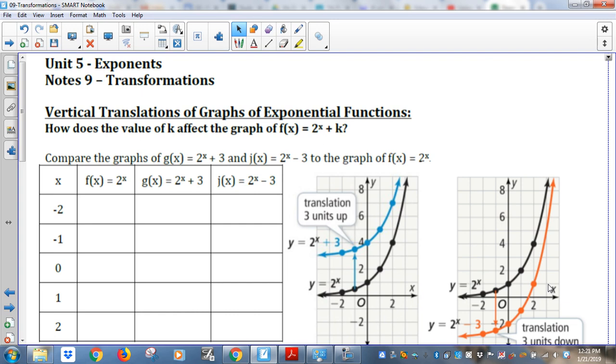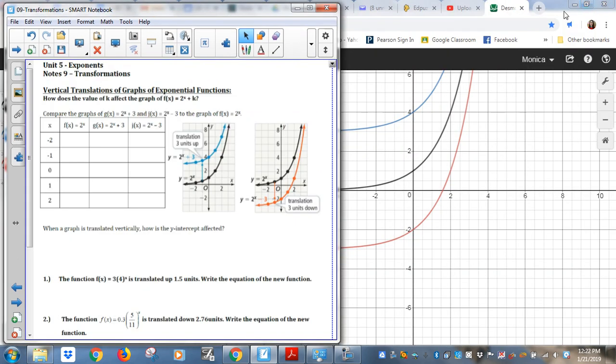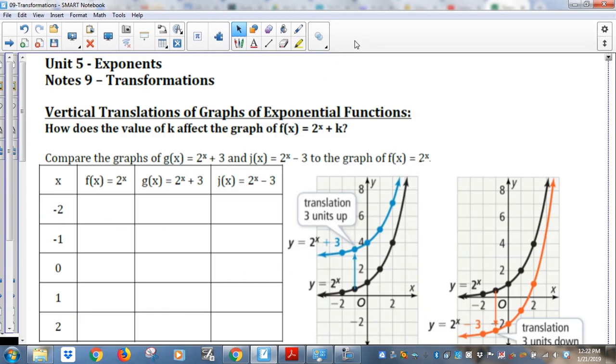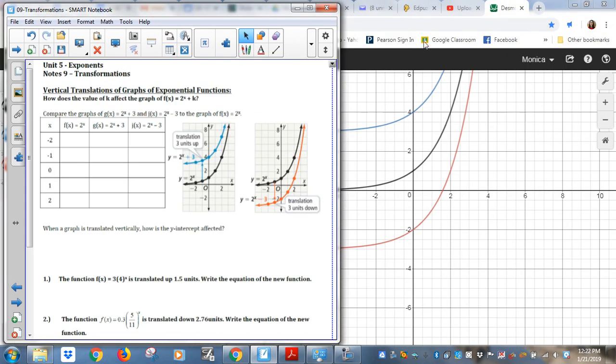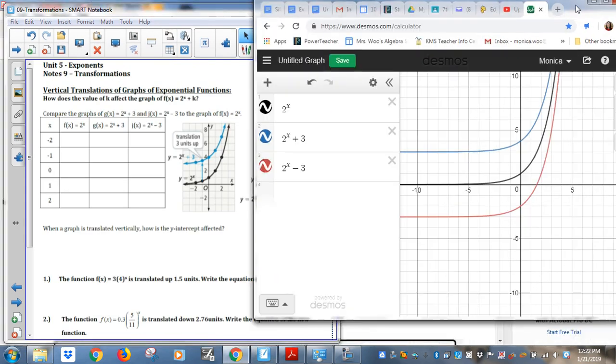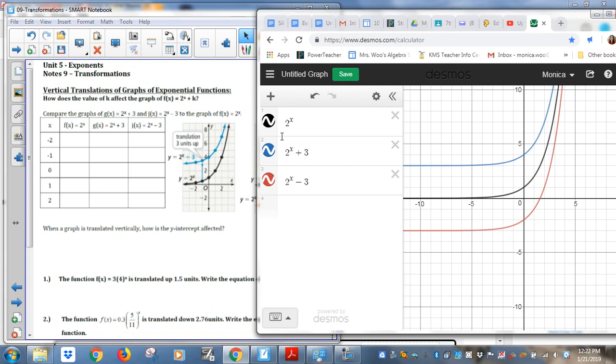What we can go ahead and do is use Desmos to help us for this. So I'm going to minimize this screen, and kind of just shift a few things around. And so here I have Desmos, and I have the three equations that we're talking about and their corresponding graphs.